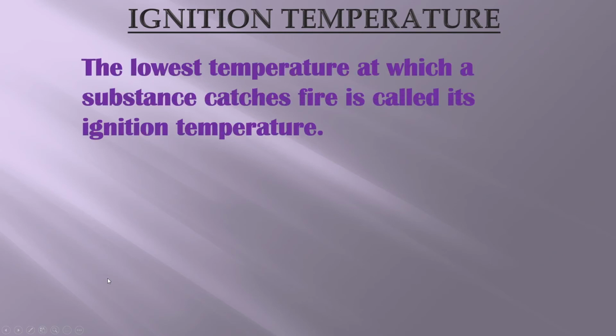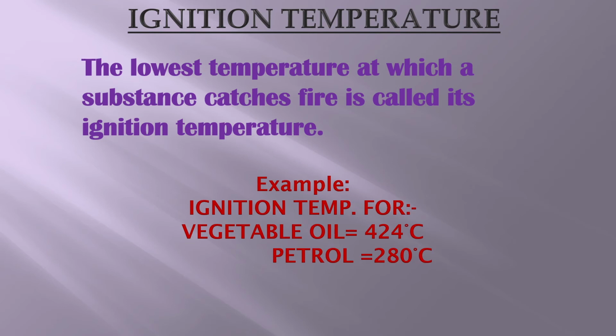And by definition, the lowest temperature at which a substance catches fire is called its ignition temperature. For example, the ignition temperature for vegetable oil is 424 degrees Celsius, while that for petrol is 280 degrees Celsius. You can notice the difference between the ignition temperature of the two. The ignition temperature of petrol is far lower than that of vegetable oil.